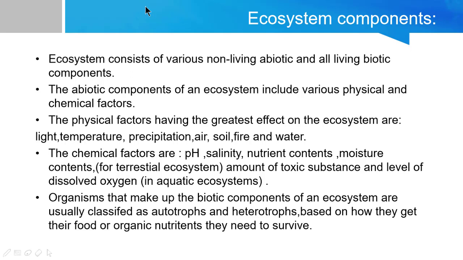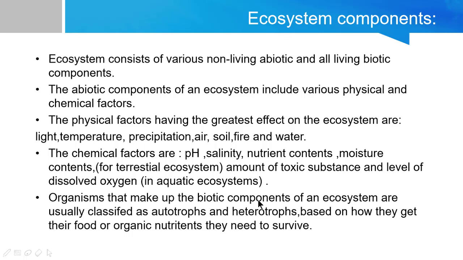Ecosystem concept. Ecosystems consist of various non-living abiotic and all living biotic components. The abiotic components of an ecosystem include various physical and chemical factors. The physical factors having the greatest effect on the ecosystem are light, temperature, precipitation, air, soil, fire, and water. The chemical factors are pH, salinity, nutrient content, moisture content, amount of toxic substances, and the level of dissolved oxygen.